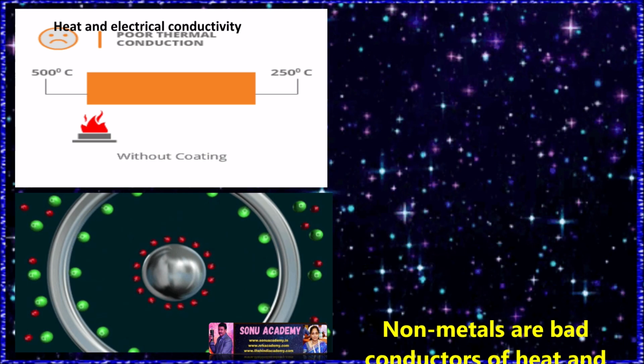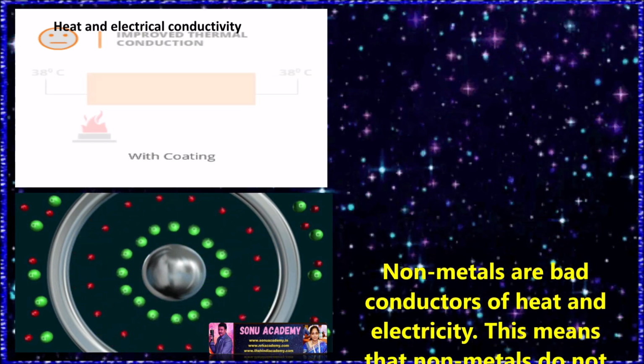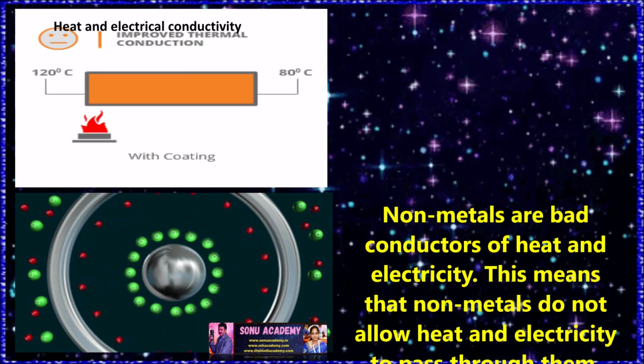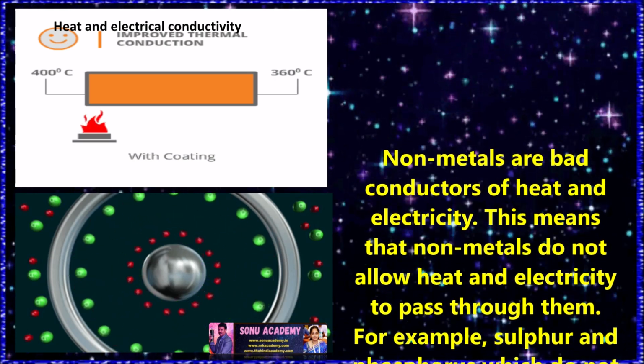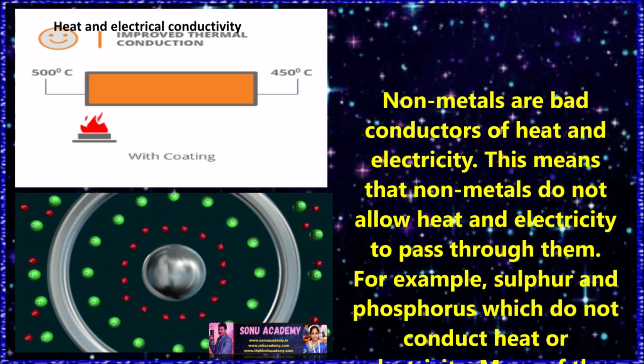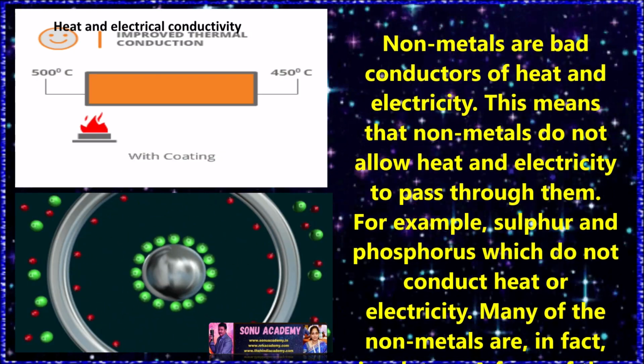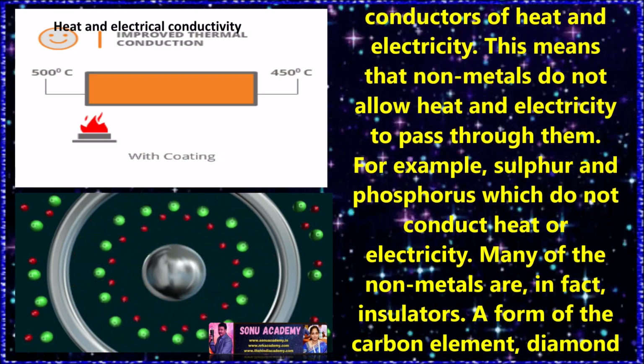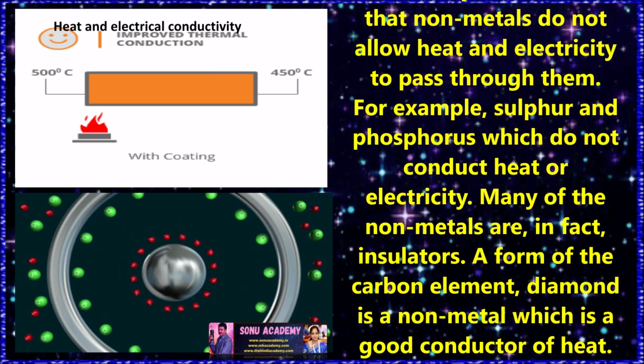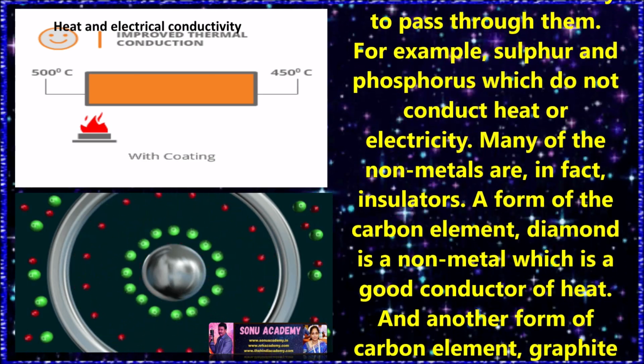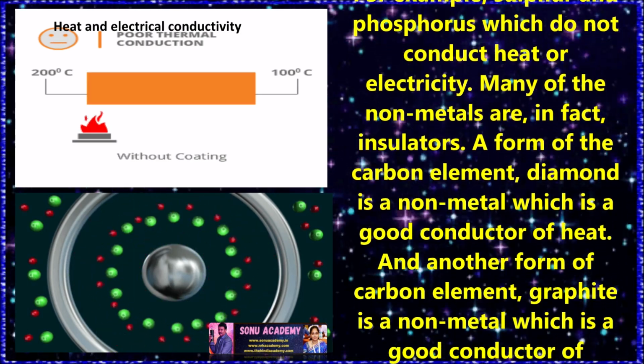Children, let us discuss the heat and electrical conductivity of non-metals. Non-metals are bad conductors of heat and electricity. This means that non-metals do not allow heat and electricity to pass through them. For example, sulfur and phosphorus do not conduct heat or electricity. Many non-metals are in fact insulators.